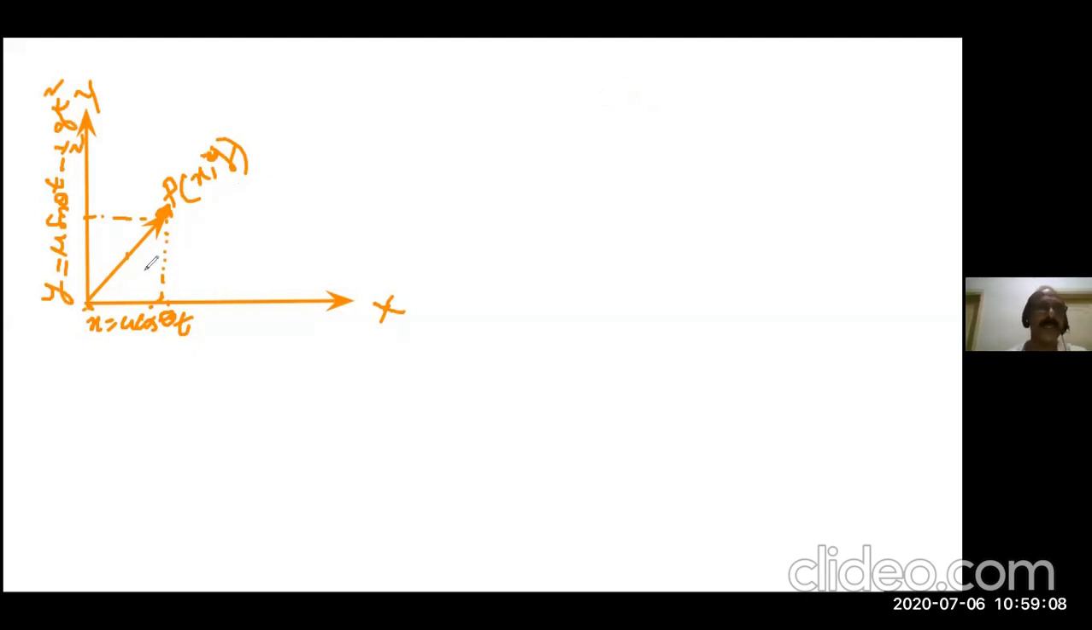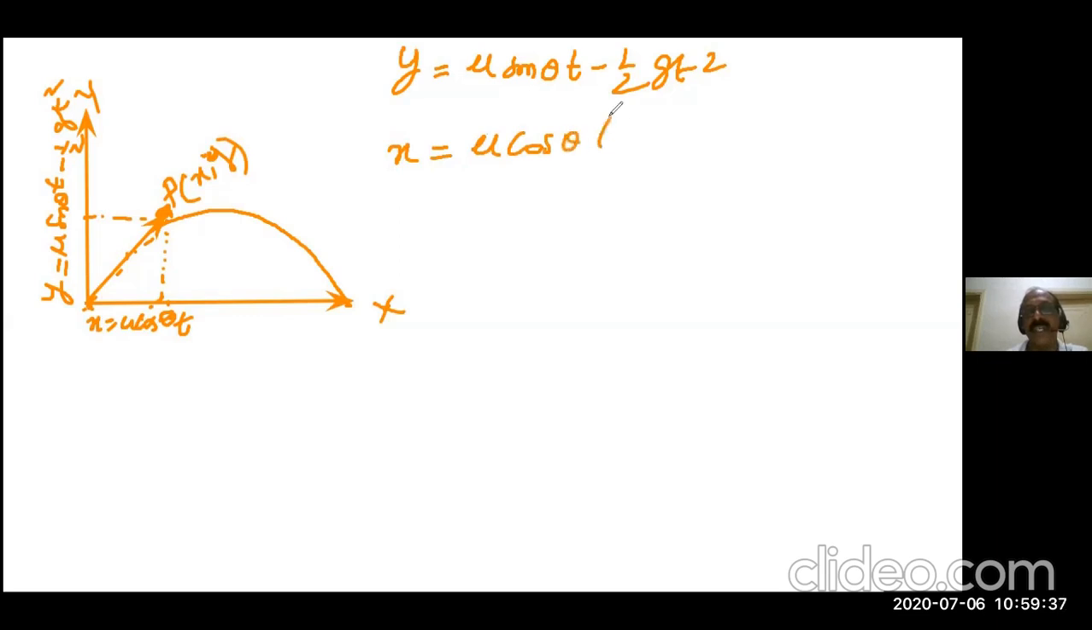Now look here. From here, this projectile will travel and fall here in the form of a parabola. This is what we are going to prove: the path is a parabola. First, I am taking the vertical component. Y is equal to u sin theta into t minus half g t squared. After a time interval t, this is the vertical displacement of the object, and the horizontal displacement is u cos theta into t. From this, t is equal to x divided by u cos theta. This is equation number 1, this is equation number 2.